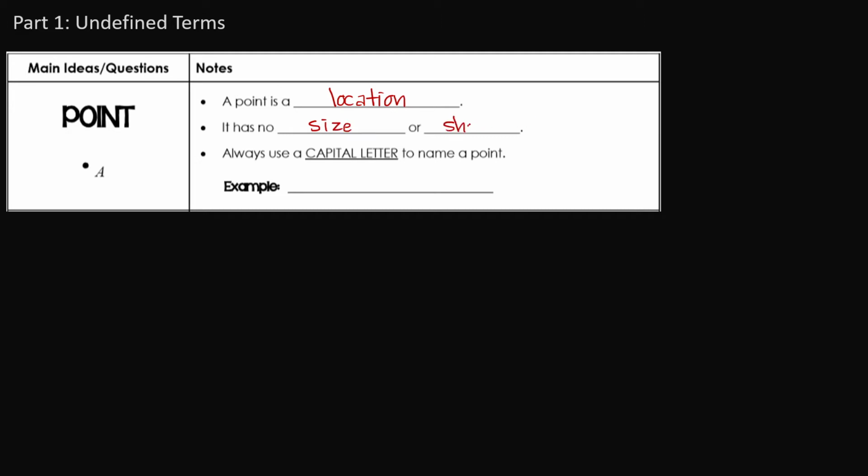We always use a capital letter to name a point. So for example, using the point A over on the left column, we can call that either A, capitalized, or point A. Like that.